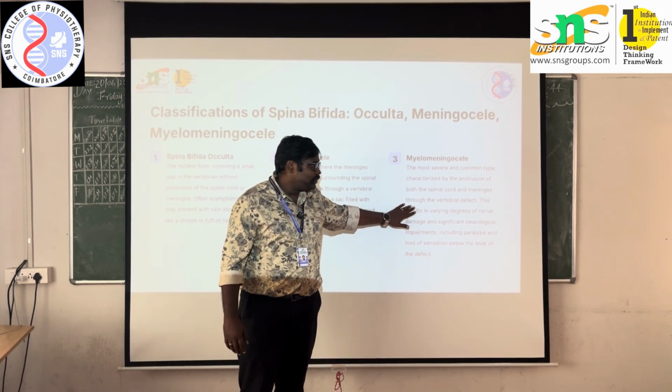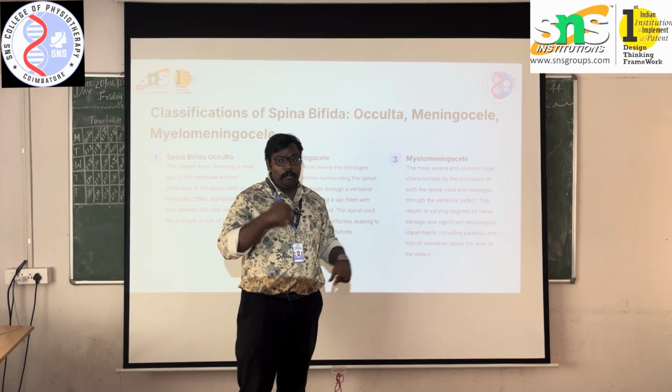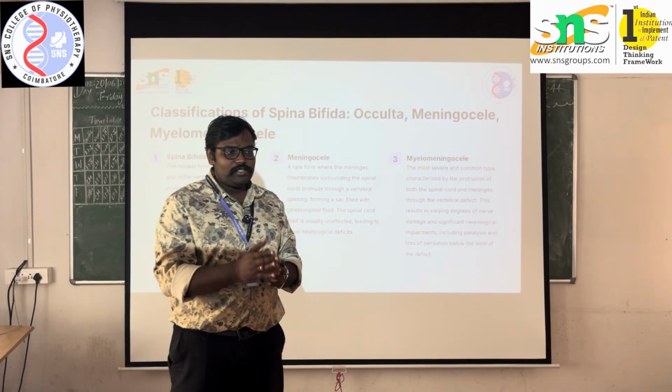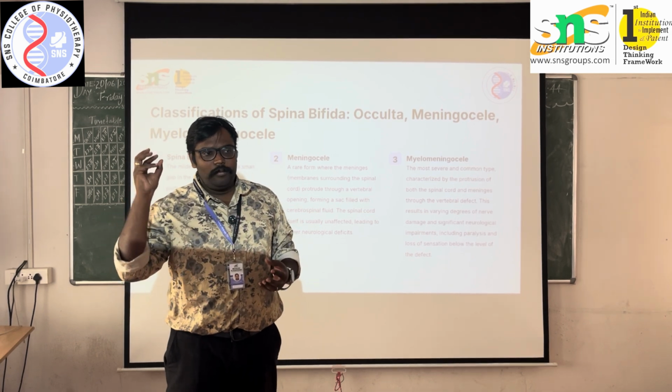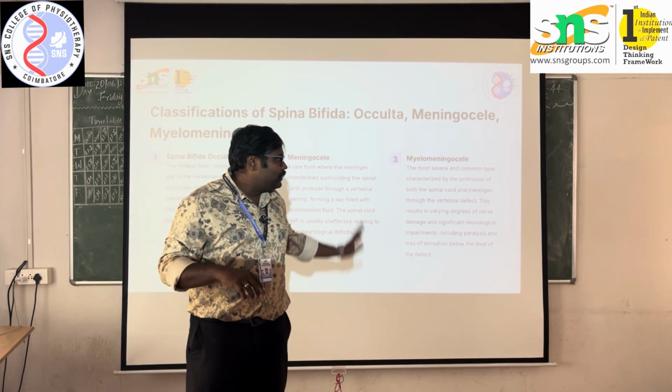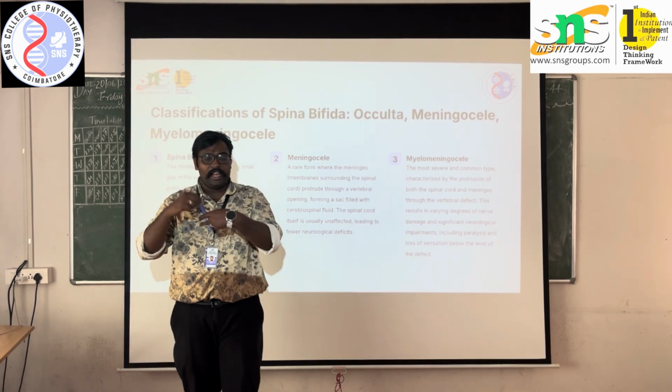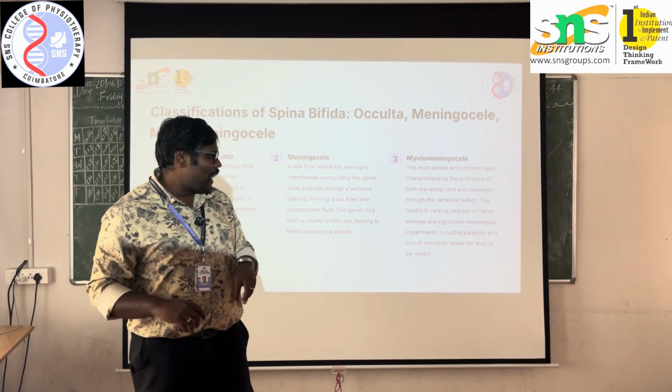What will happen in this stage? The spinal cord, meninges, nerve roots, CSF, all these things will be protruding out in the back area. Okay, and these will have the protrusion at the back area along with a tuft of hair.